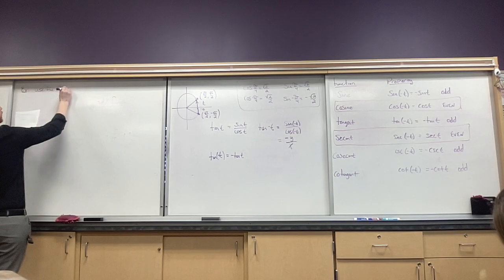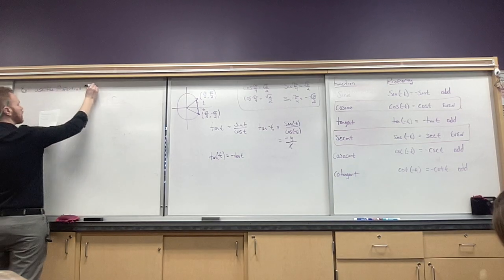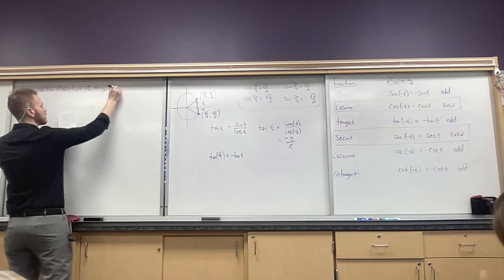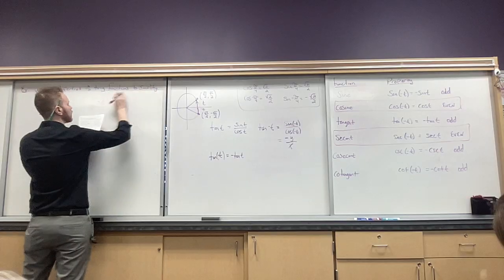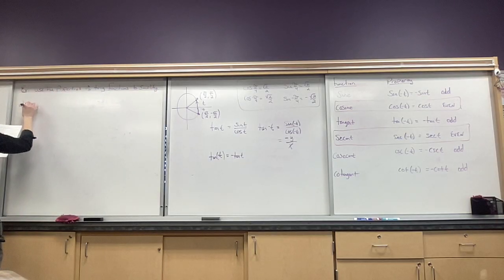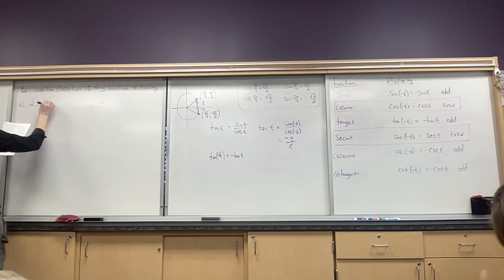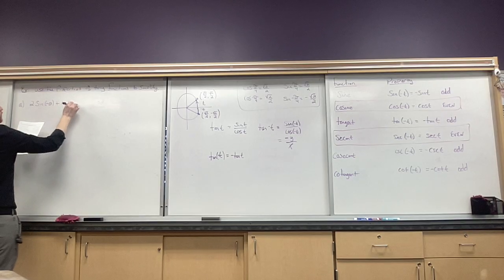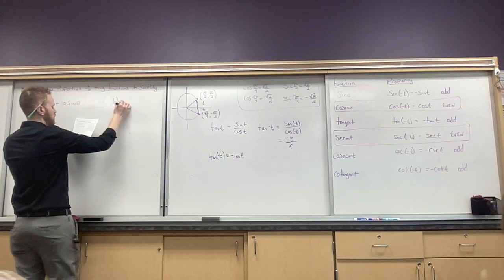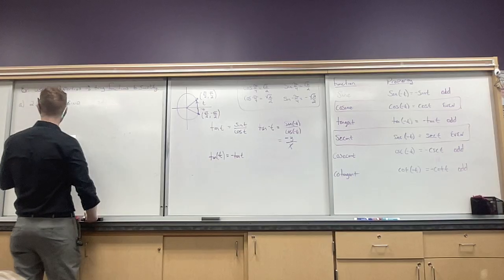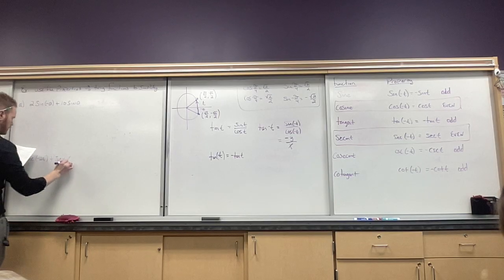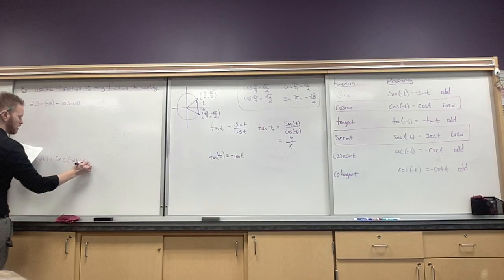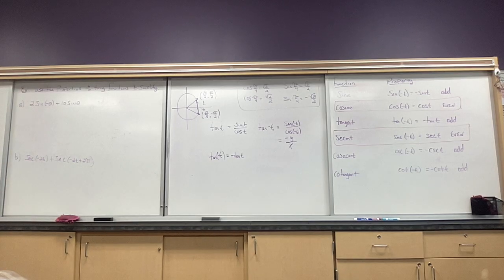Use the properties of trig functions to simplify. I got two here, so we're going to do this one and B. Well, I'll put B down here. Secant of negative 2t plus secant of negative 2t plus 2 pi. There we go.